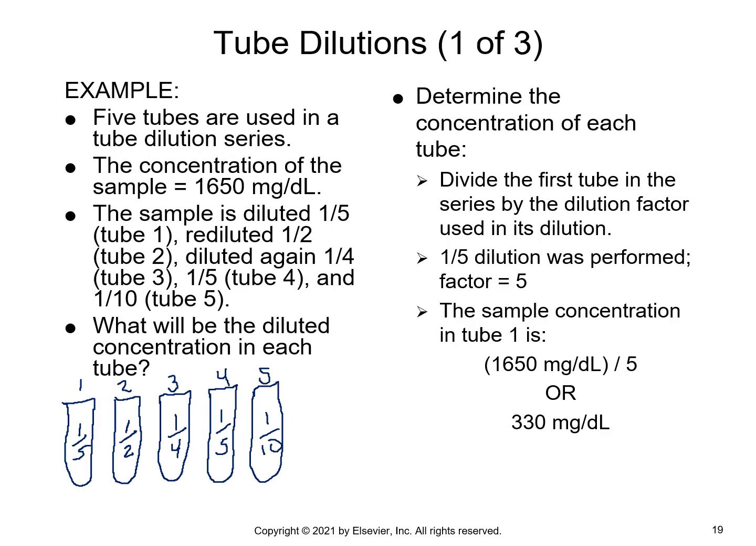Now, occasionally you might run across a situation where you have to do individual tube dilutions. Even though you may not always do a dilution with this method, this example helps you understand the whole dilution process. Let's say you're running a test and it is over the analytical measurement range of that analyzer. The concentration in your original patient sample would test out to be 1,650 milligrams per deciliter. However, our analyzer will not read a concentration that high, so we do a dilution.